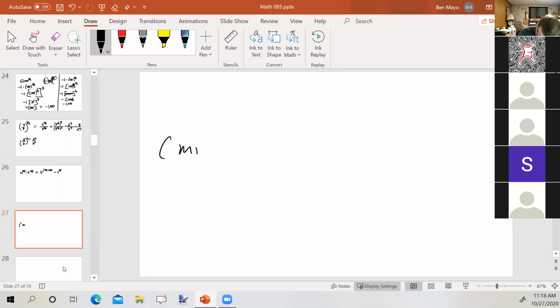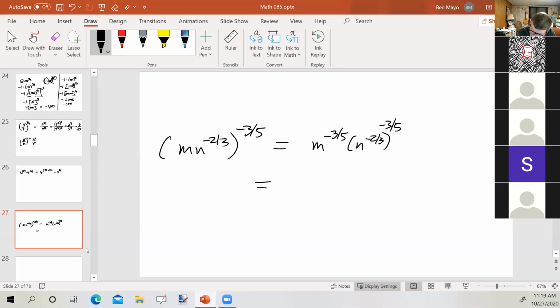How about this one? m n to the negative 2/3, the whole thing to the negative 3/5. So I have a product inside raised to a power outside. I'm going to attach the outside power to each of the factors inside. Okay. Now, m to the negative 3/5 power becomes 1 over m to the positive 3/5 power.